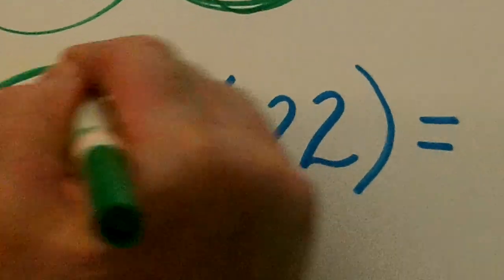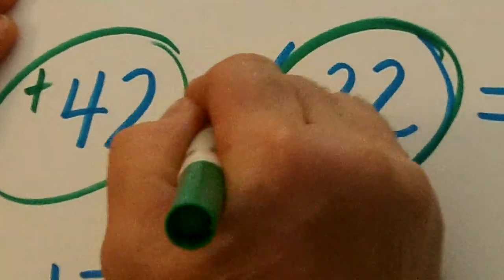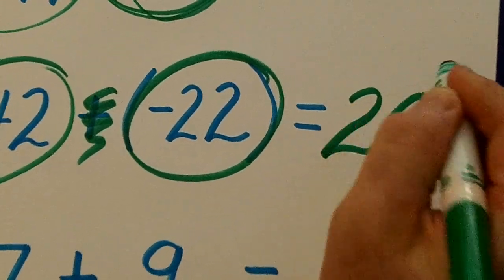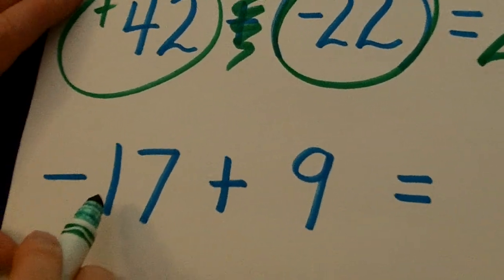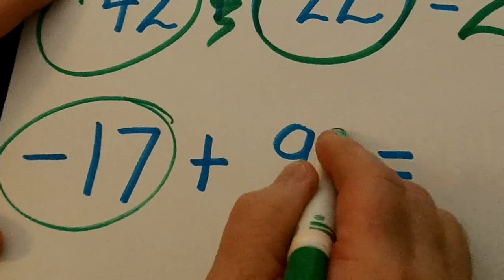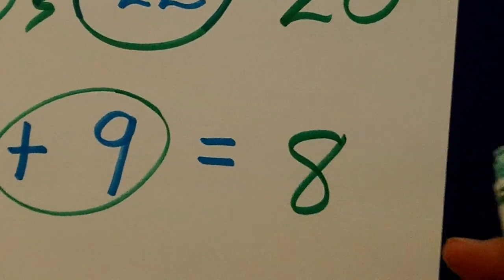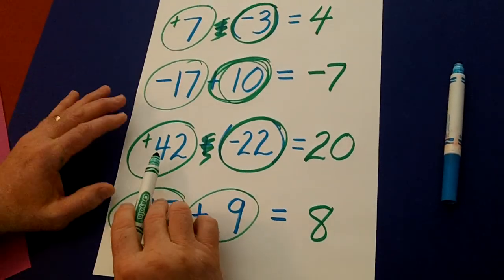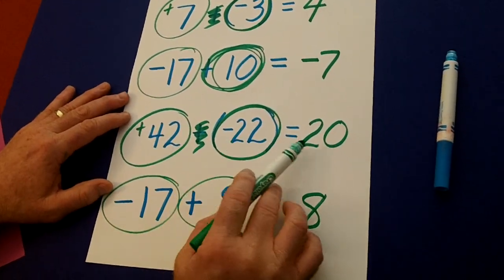Okay, here's a positive. Here's a negative. The positive number is bigger by 20. Here's the negative. It's bigger than the positive by 8. And if we just go back up here, it's easy for me just to say 42 is bigger than 22 by 20.